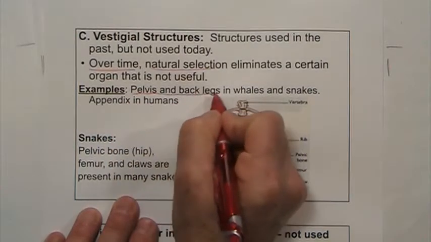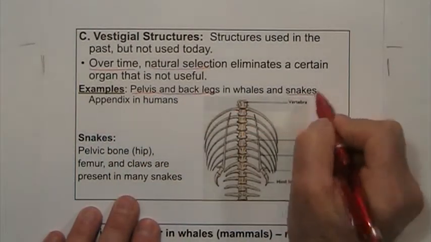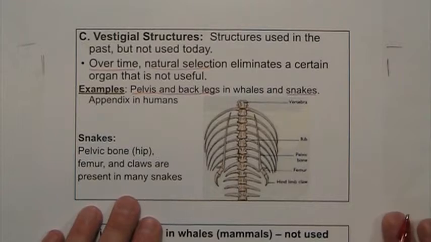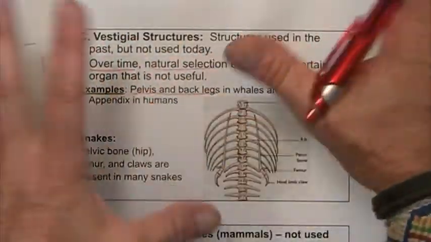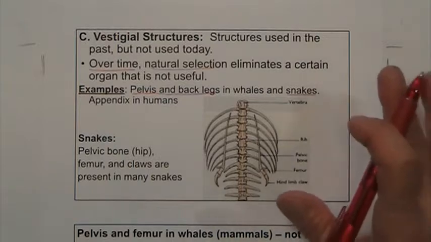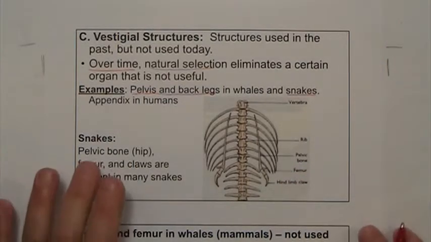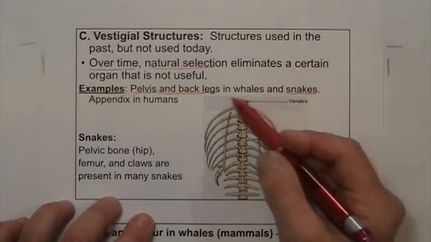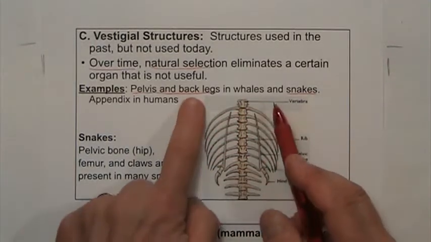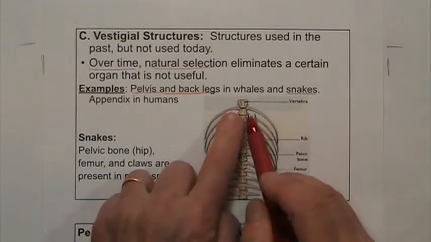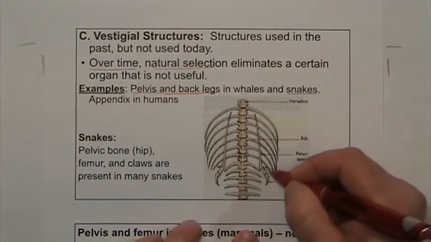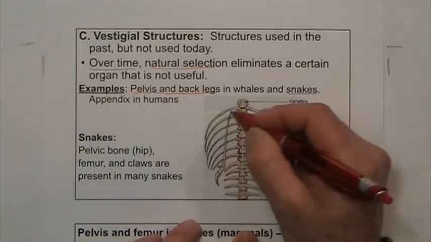The pelvis and the back legs of snakes and whales. Snakes, you know, don't have any legs, and whales only kept their front ones that are flippers to swim. Whales do not have back flippers. All right? So, if you look at this diagram, this is a picture of a snake skeleton, and you have your vertebra, you have the ribs here, and here you find something funny.